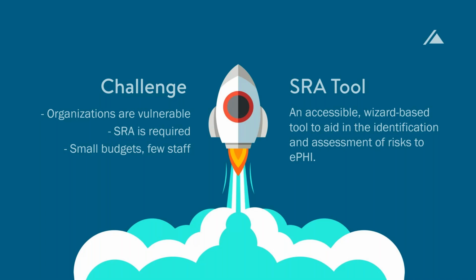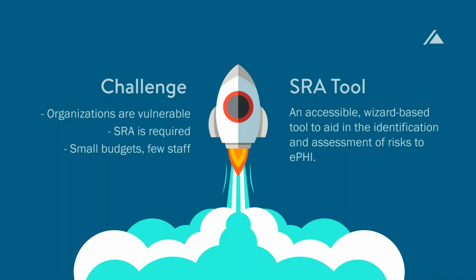Next, like we heard already, security risk assessment is required. The HIPAA security rule requires that healthcare providers, health plans, and business associates conduct a security risk assessment and implement safeguards to protect their patient data. And finally, small budgets and few staff. There are a lot of healthcare organizations that may have a lot of organizational structure and dedicated staff whose job is to ensure strong security posture.